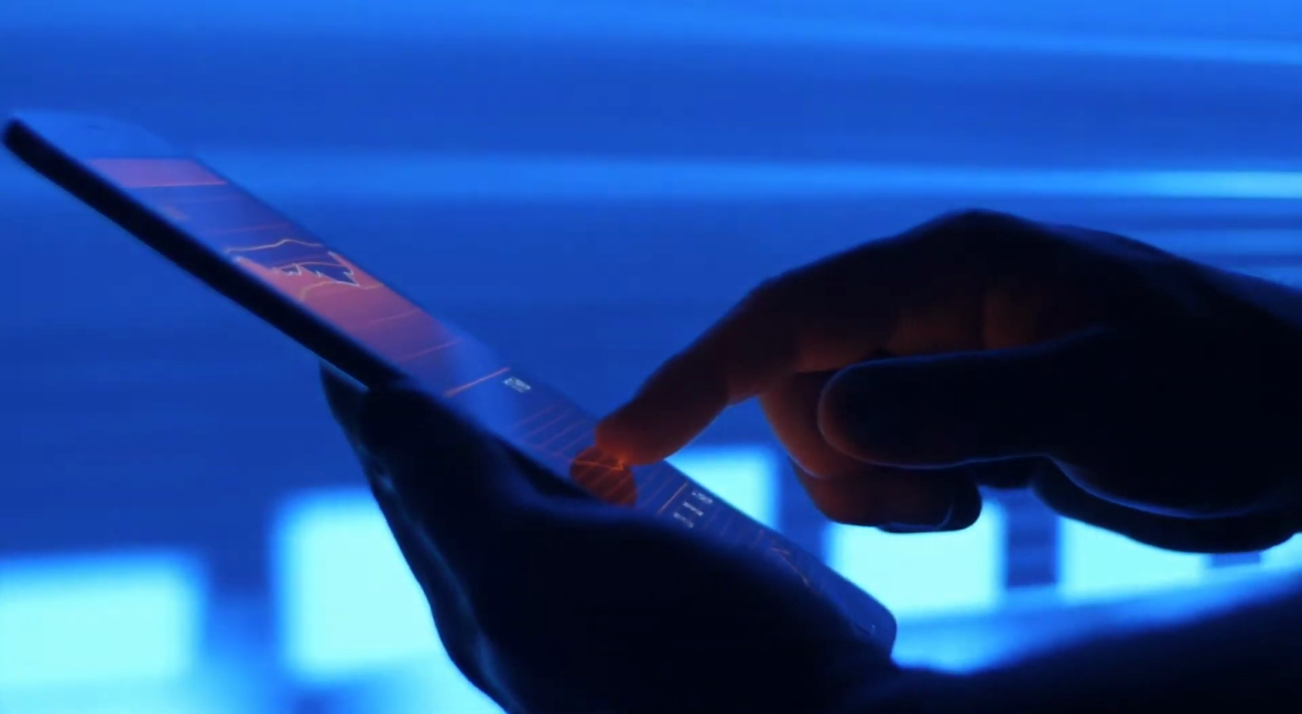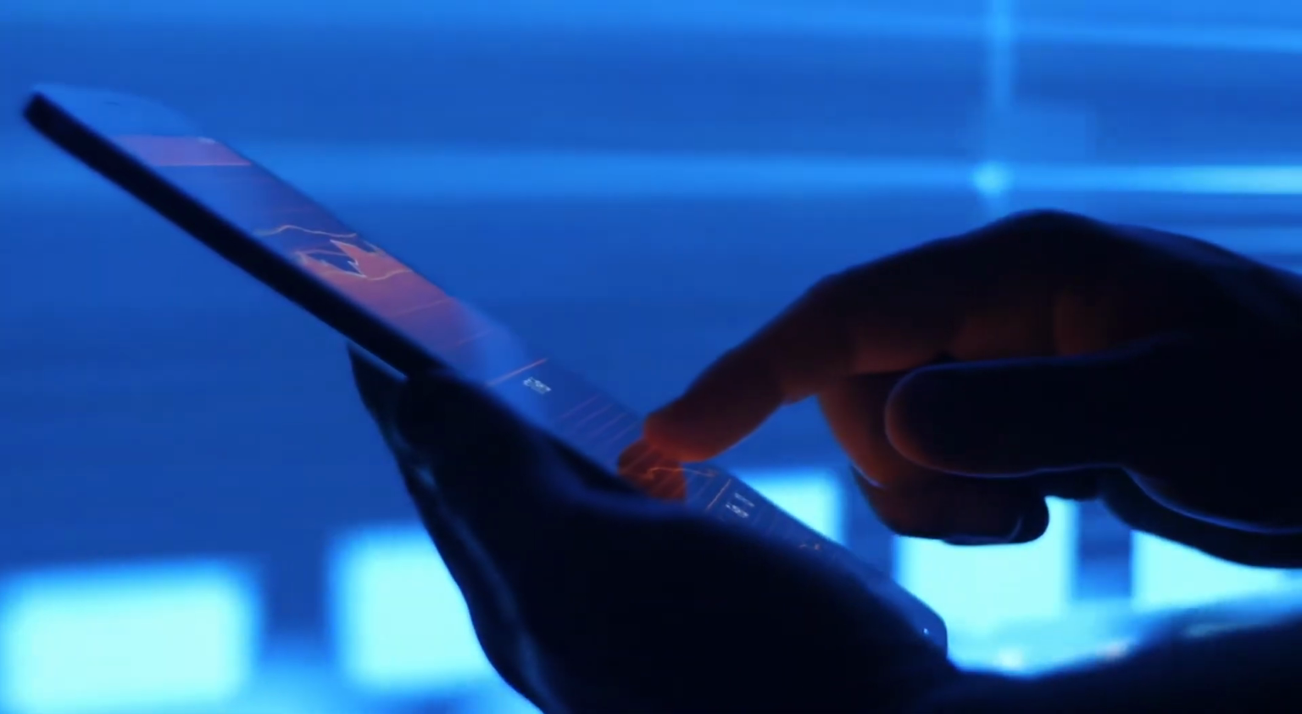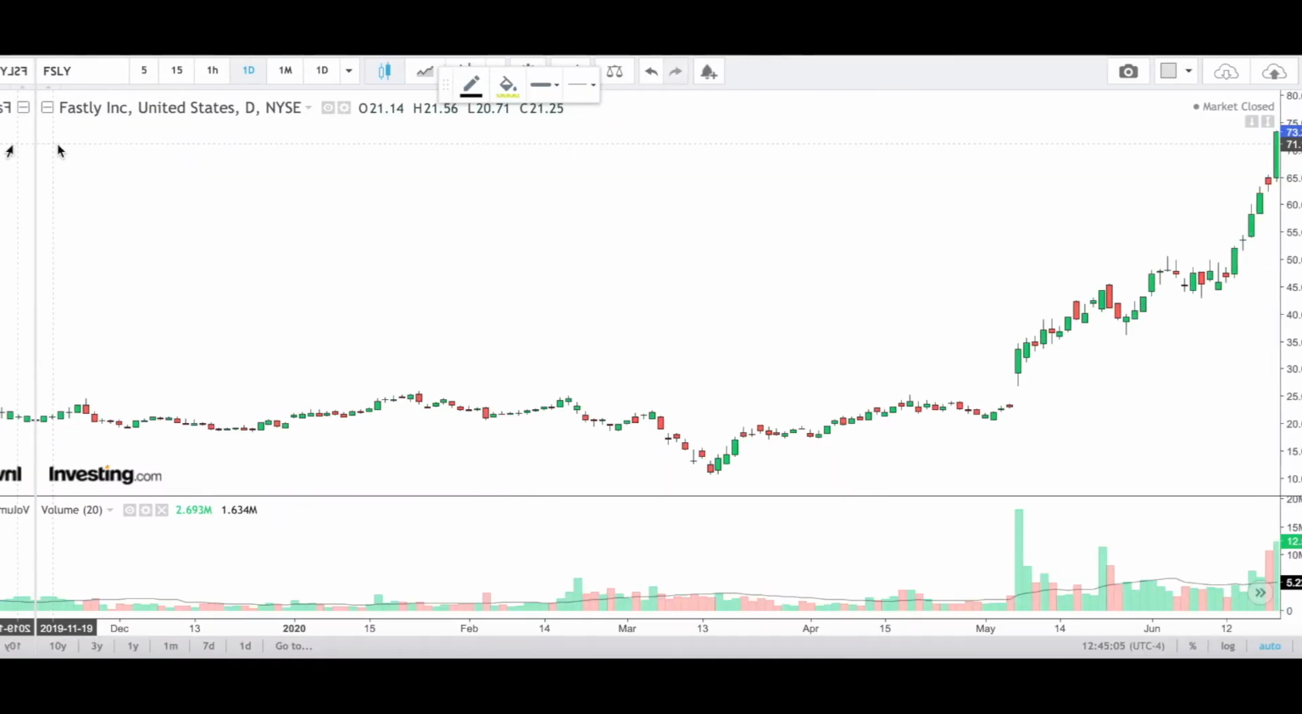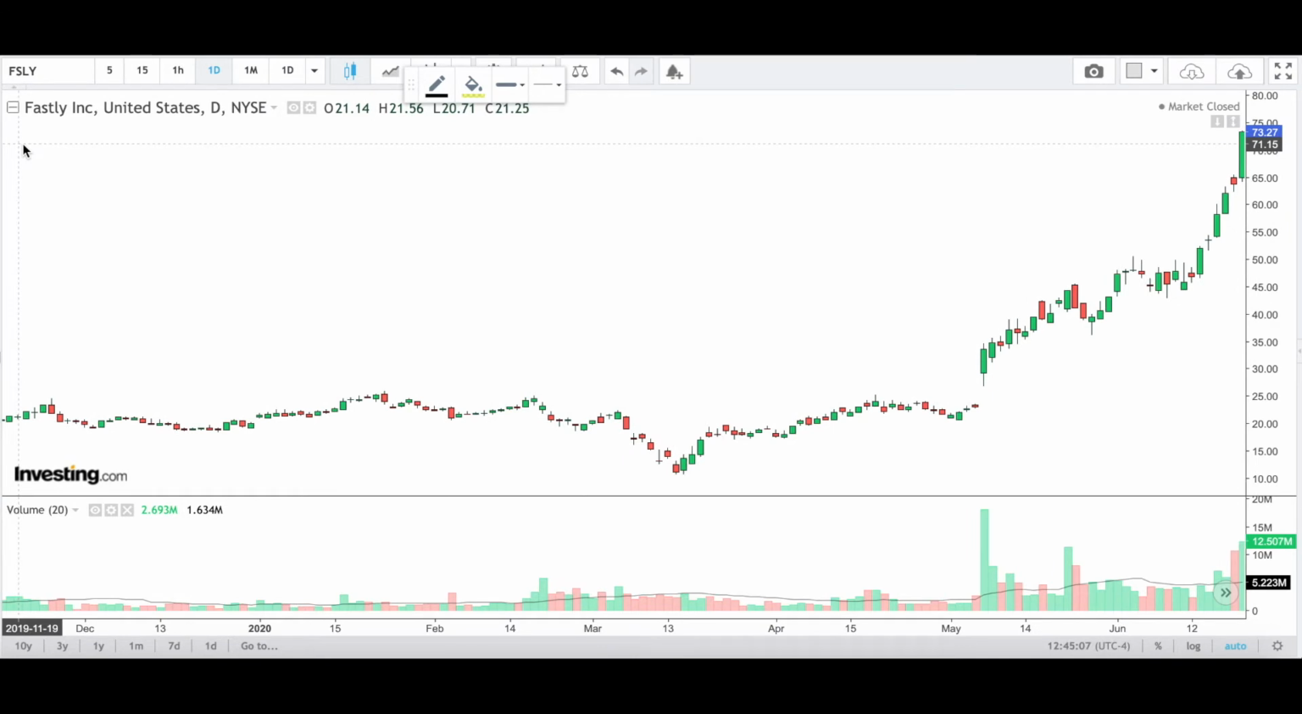Therefore, when we notice a valid breakout after the horizontal price movement, an uptrend could possibly be seen, and we don't want to miss that. So we would use the chart of Fastly to show how this horizontal breakout works.